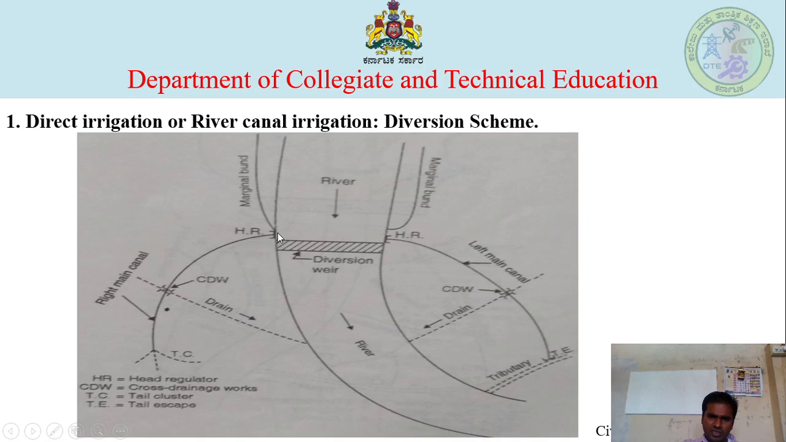After rising, this water is allowed into the canal and passes through the distributors and field channels to the field by various network systems. This is called direct irrigation or river canal irrigation. This is done only when the water is available, in the rainy season.